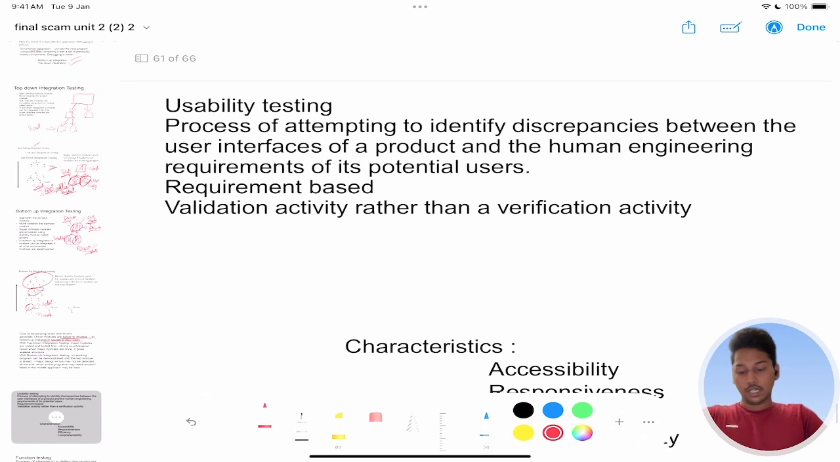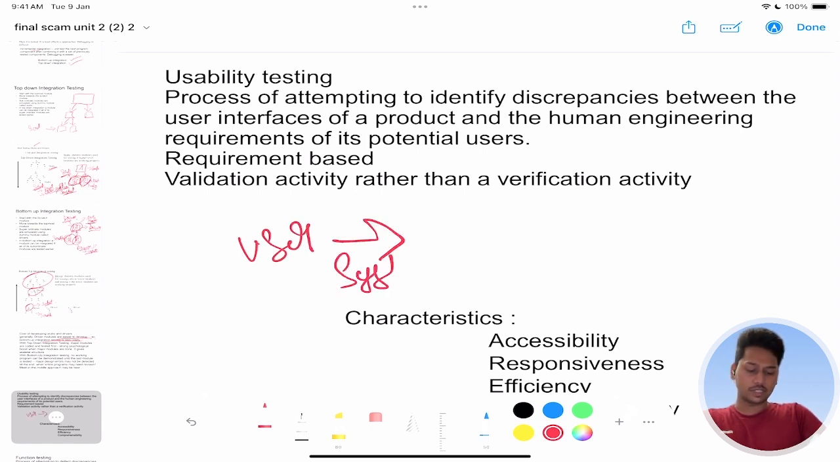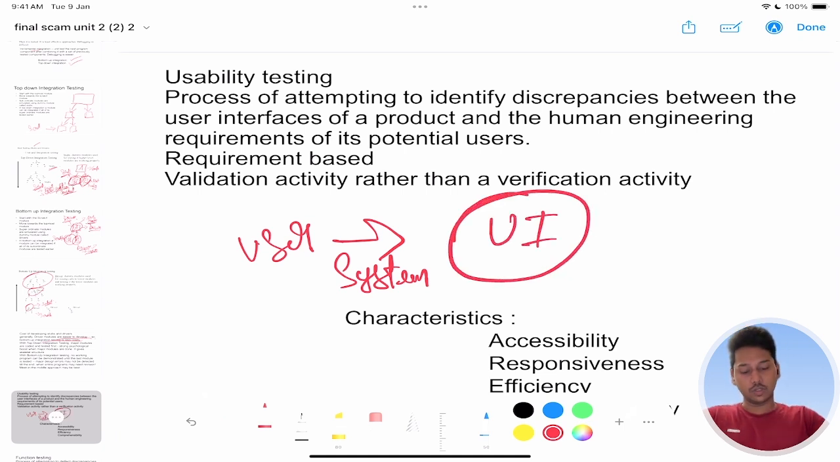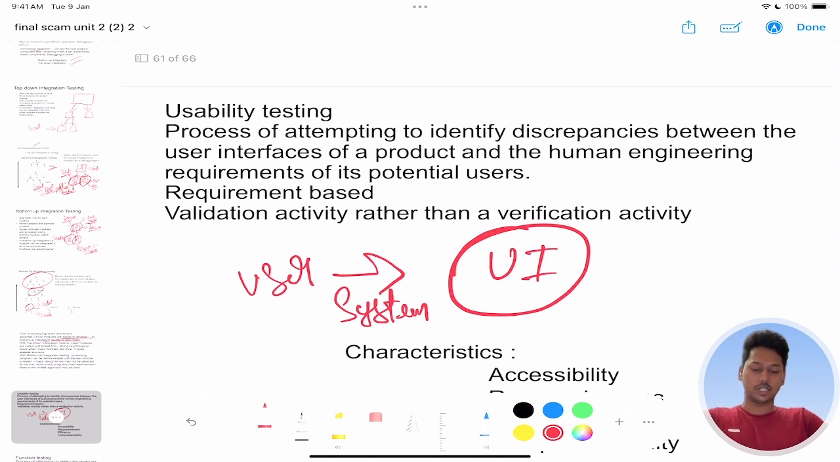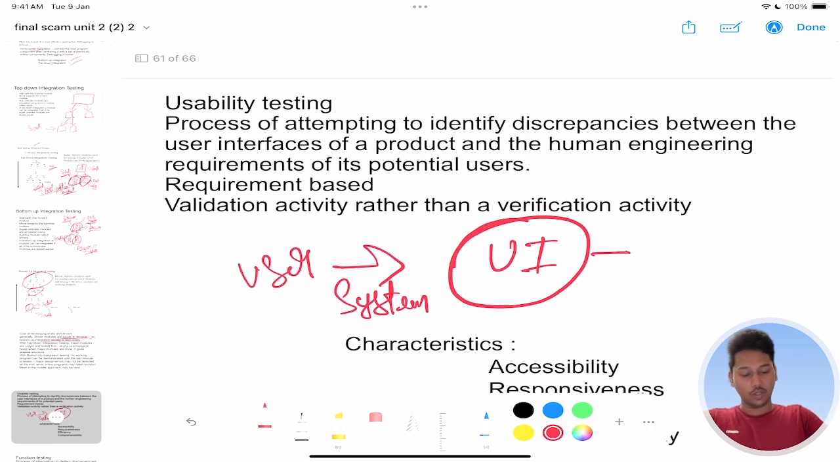Usability testing is related to the interface. A user interacts with the system using the UI, right? The user interface. So the first thing a user sees is the system's interface. Usability testing is to test all the things in this interface. All the things that are there, we'll test them.